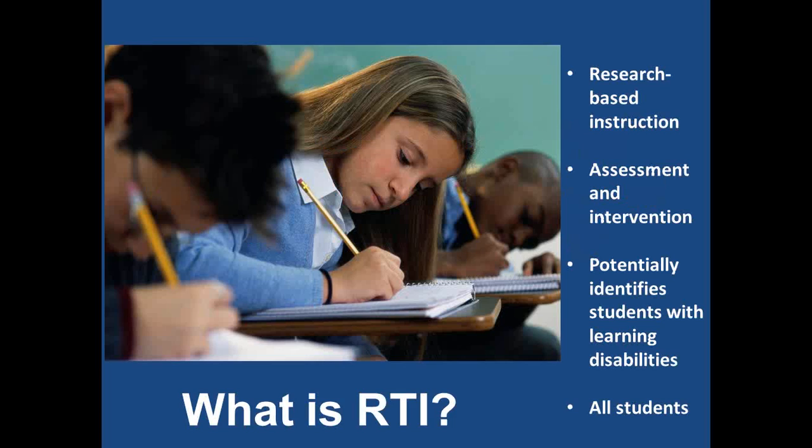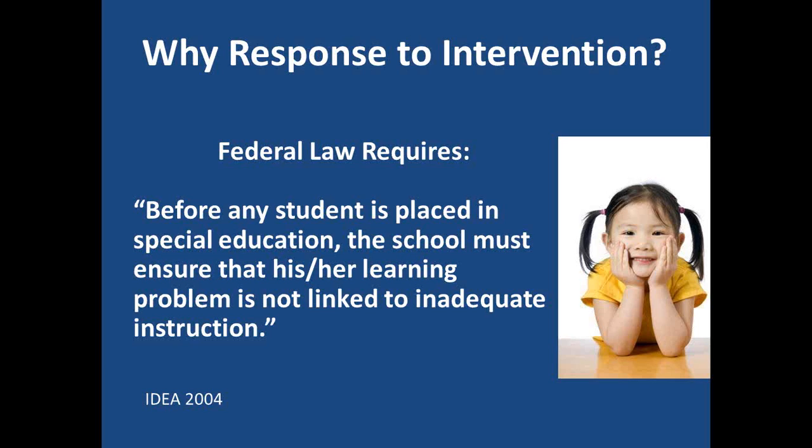All right, next slide, please. It's important to note that this is a general education service. It's not a special education service at all. And so when we talk about why we would even look at response to intervention, federal law requires that before any student is placed in special ed, the school must ensure that his or her learning problem is not linked to inadequate instruction. So RTI was put in place to address the high number of students who were being classified for special education without first assessing if there was an issue of lack of adequate instruction.